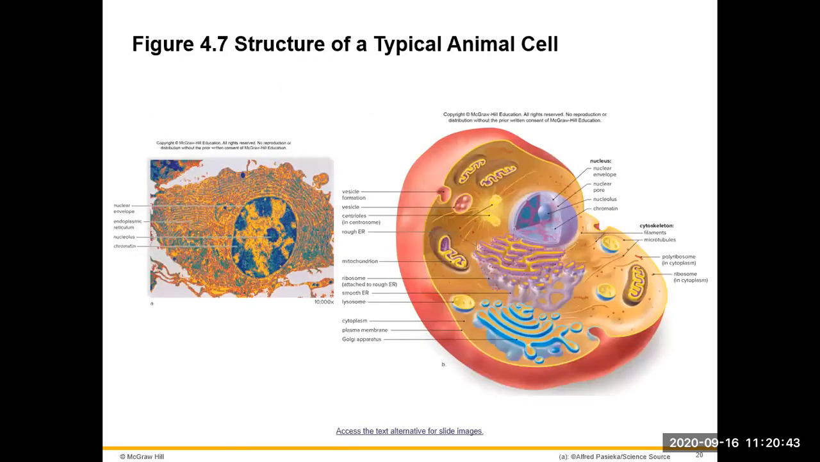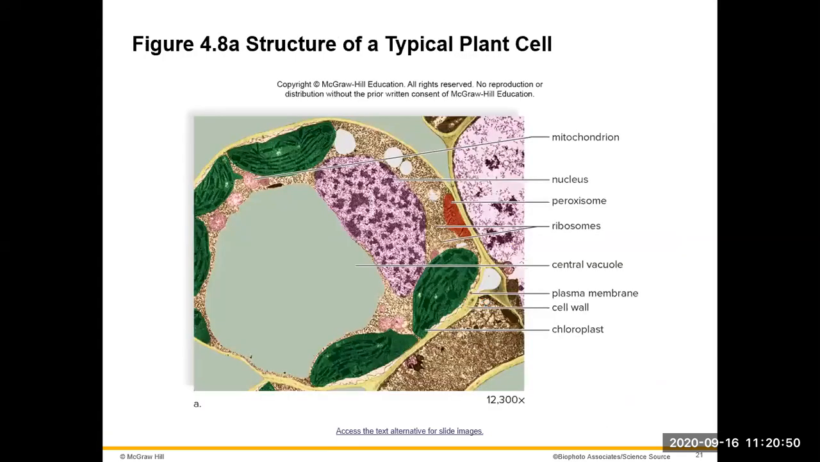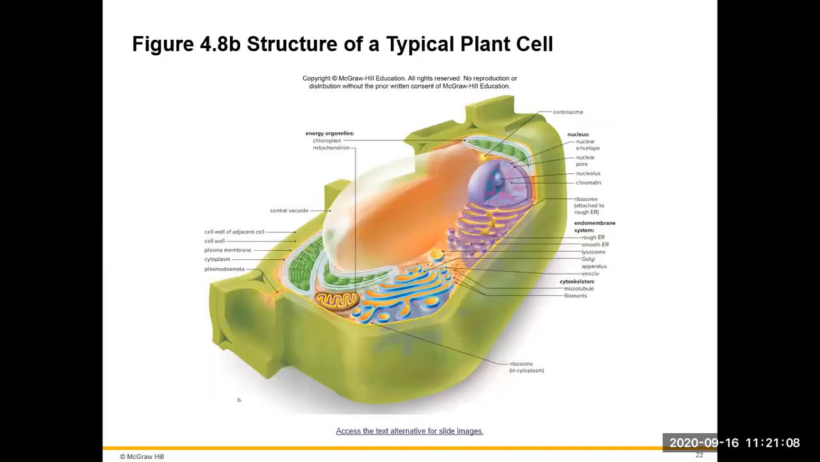This is the structure of a typical animal cell. I want you to take a moment to look at these structures. This is the structure of a typical plant cell. Just take a moment to see what differentiates a plant cell from an animal cell, and what you can find in an animal cell but couldn't in a plant cell. Just try to see the differences and similarities.